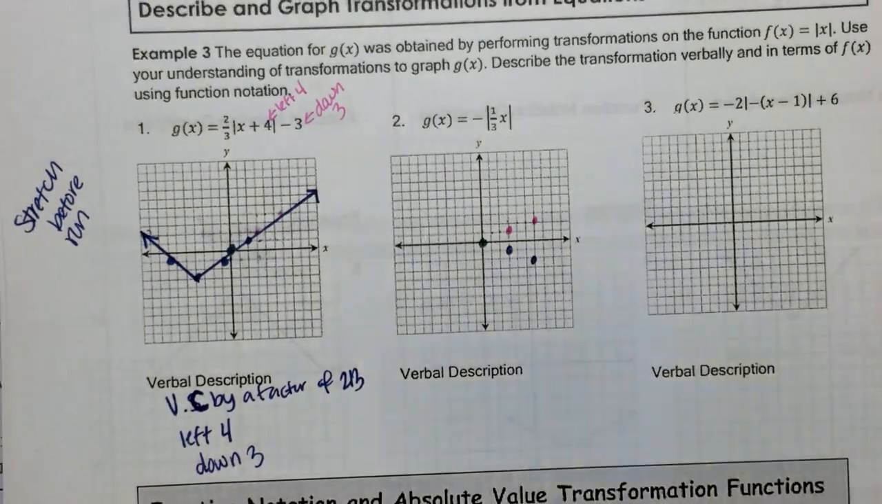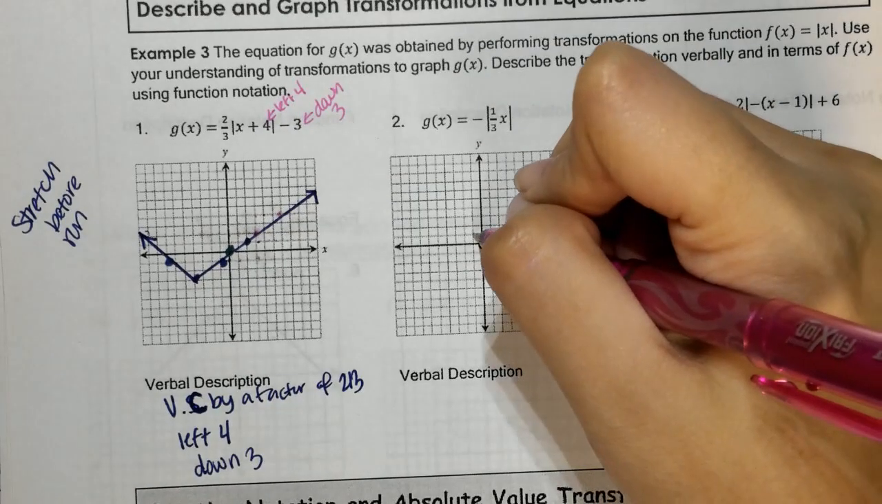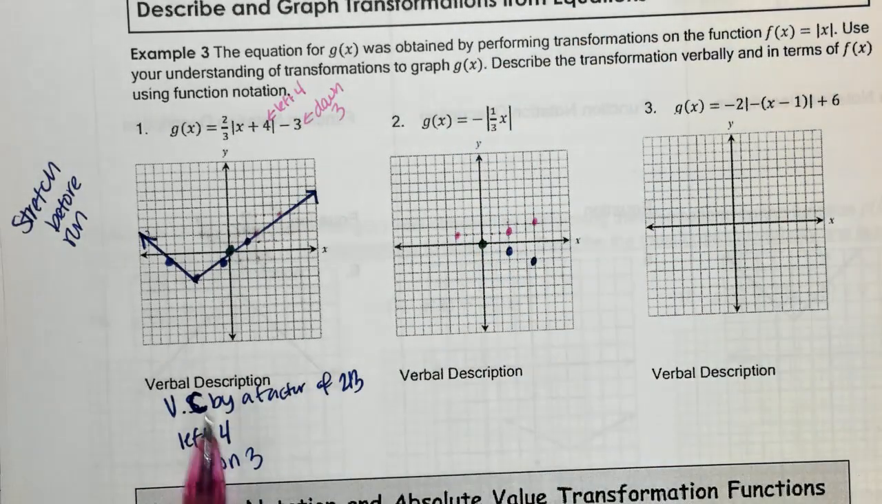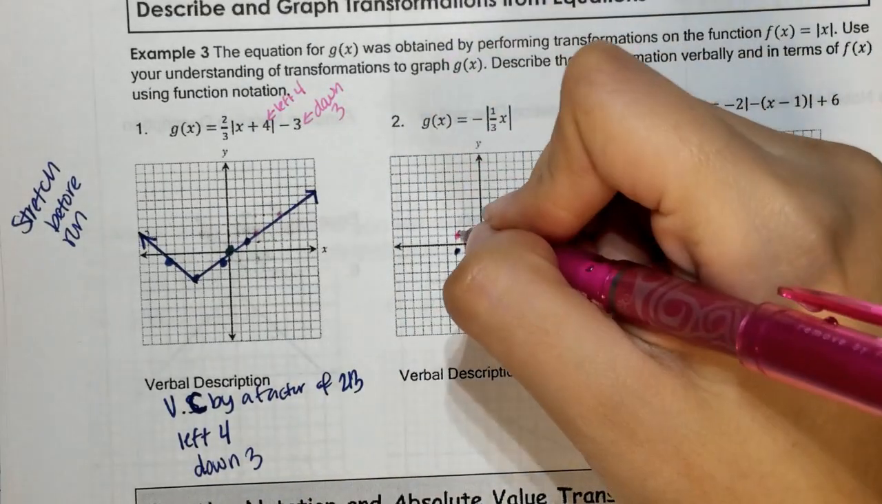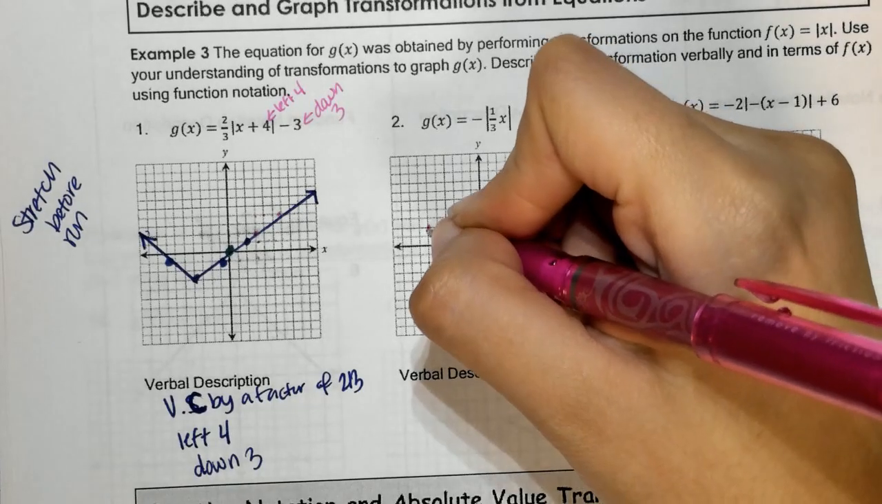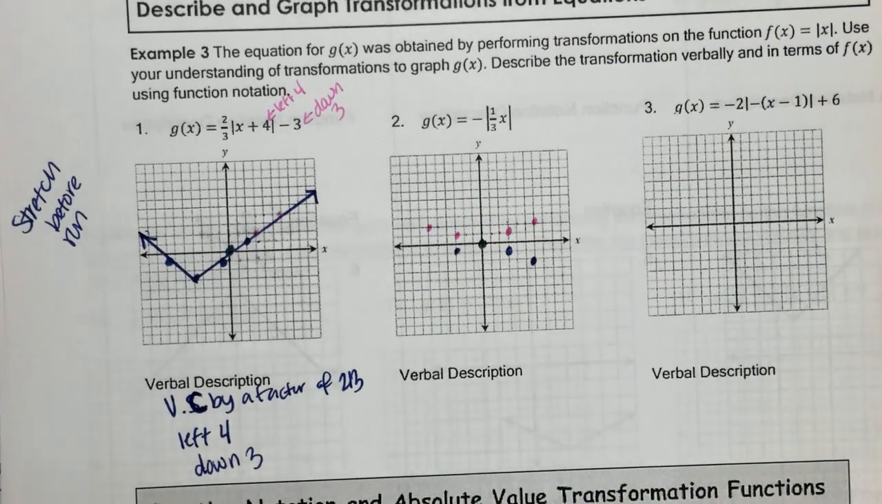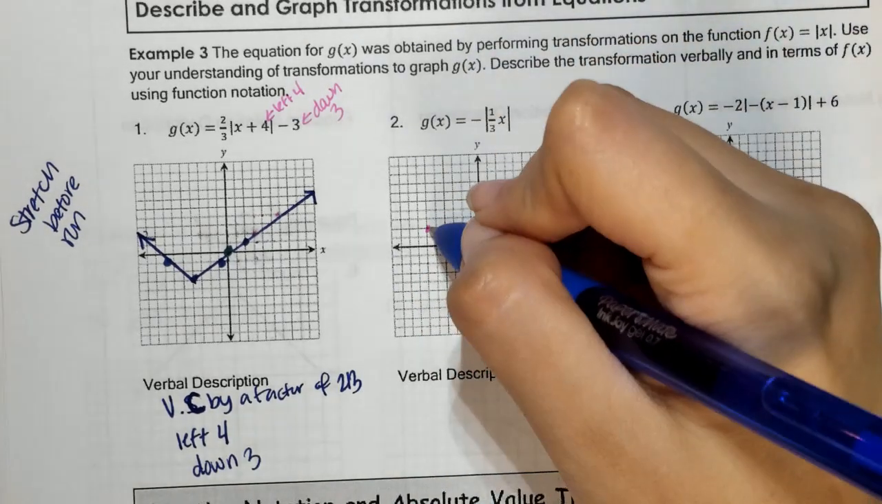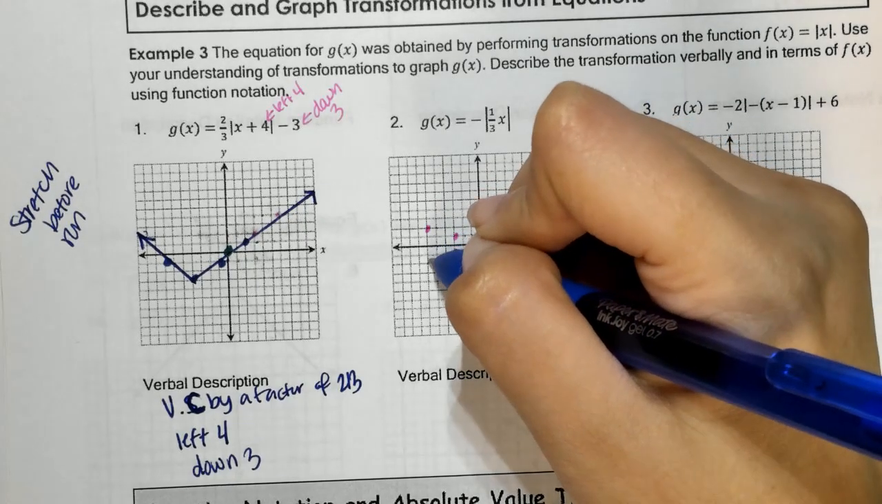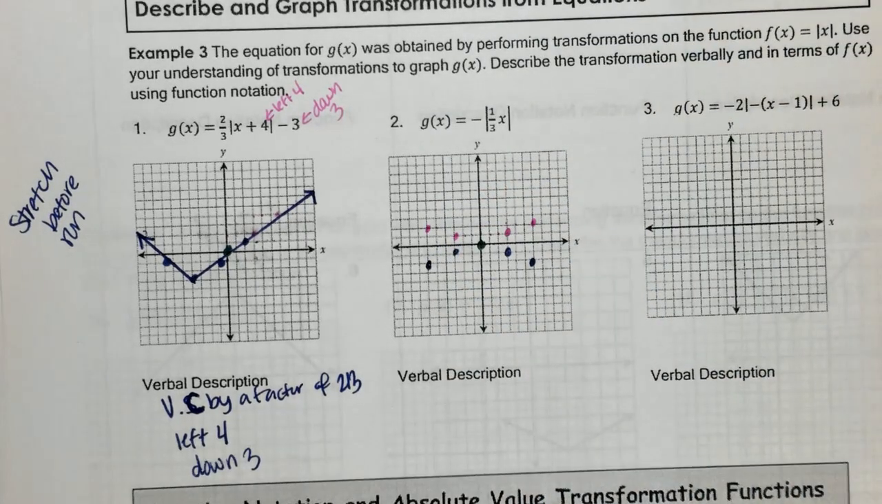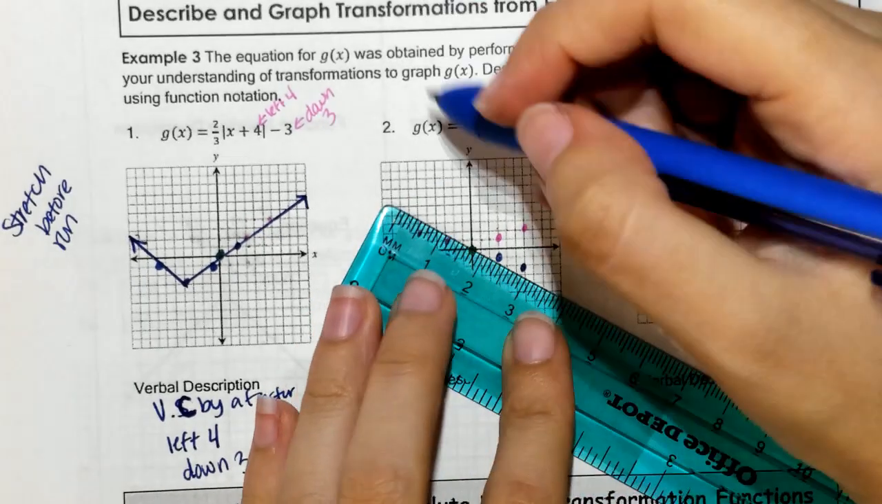I can do the same thing on the other side. Up 1, left 1, 2, 3. Same thing, but negative 1. Up 1, 1, 2, 3. Same thing, but negative 2. Once I have my V shape, I can connect it.